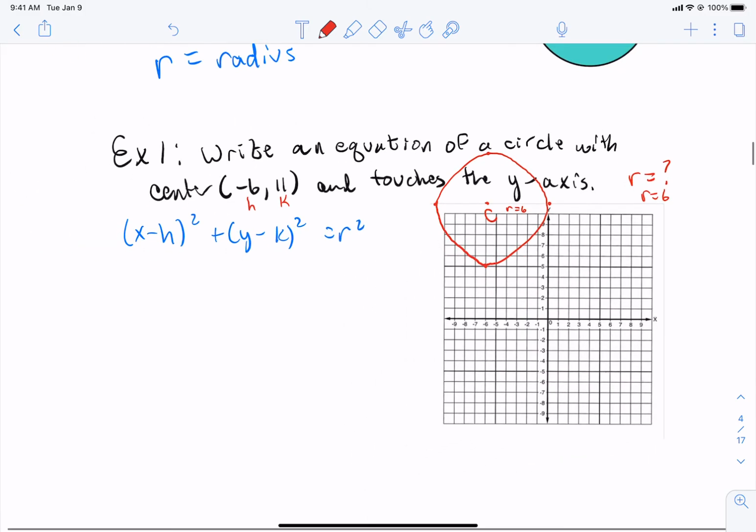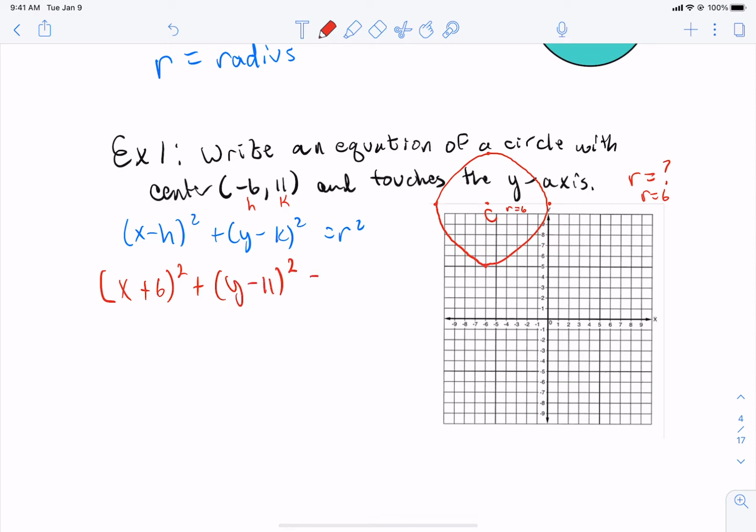Now, we've drawn the circle. Now let's go ahead and fill in the information about our circle. We know the h is negative 6, so this is the opposite of h. The k is 11. This is the opposite of 11. And we found by drawing it that our radius was 6, so this is 6 squared. Usually they don't leave this squared on the equation, so they'll do (x + 6)² + (y - 11)² = 36.